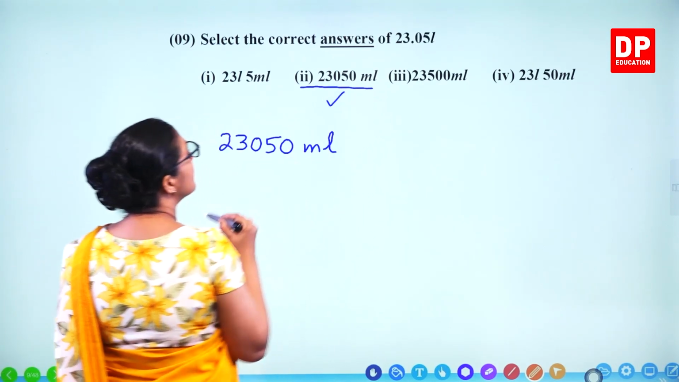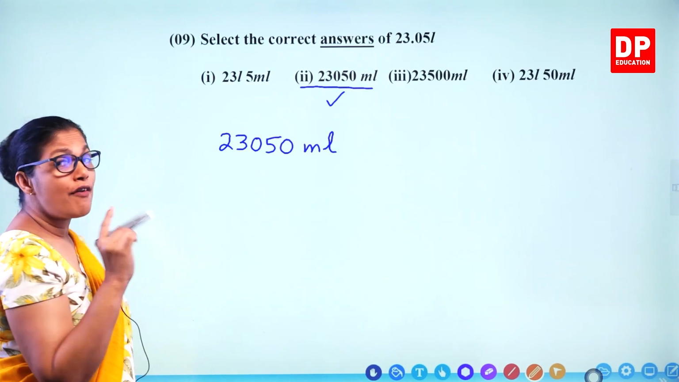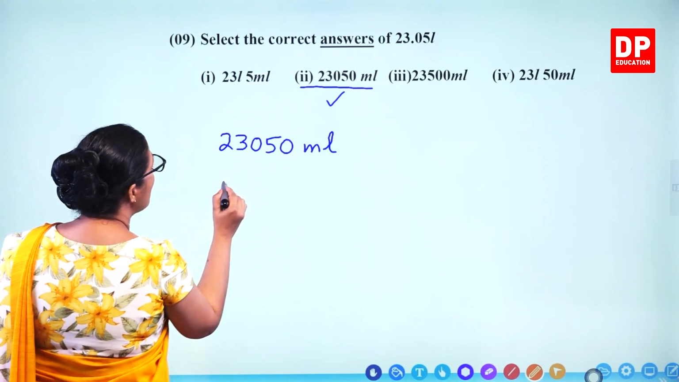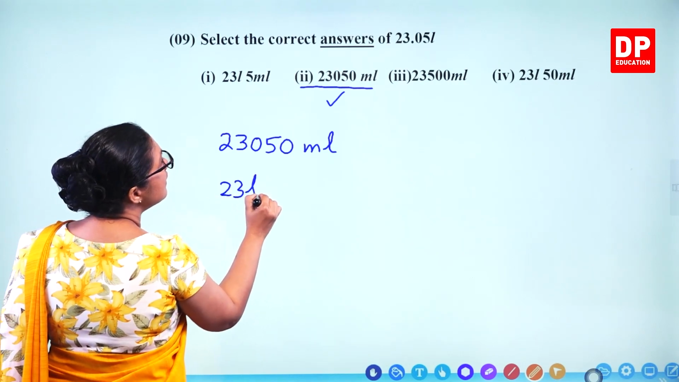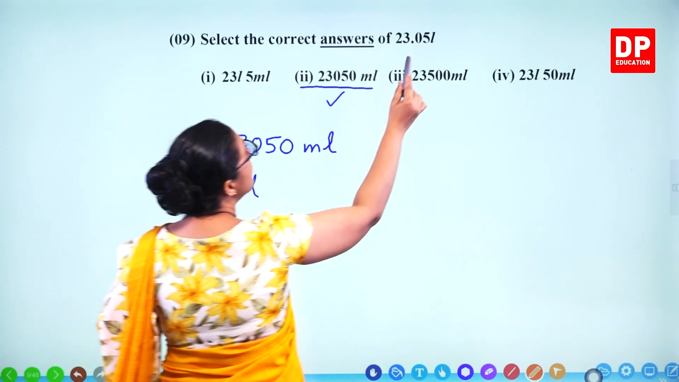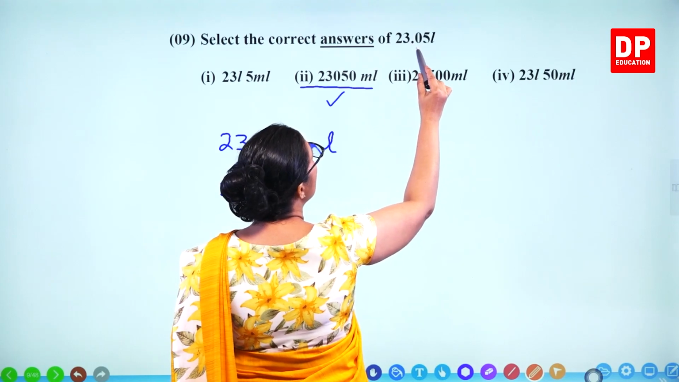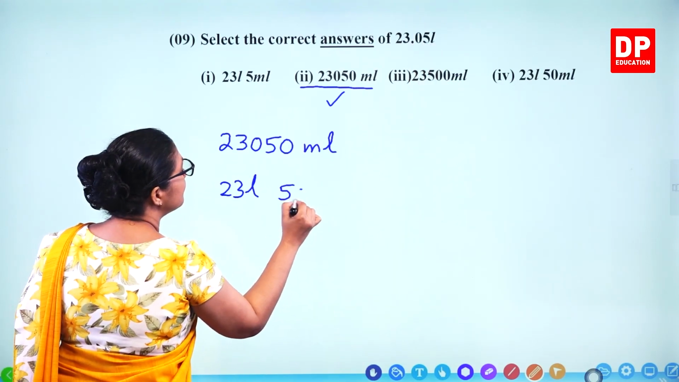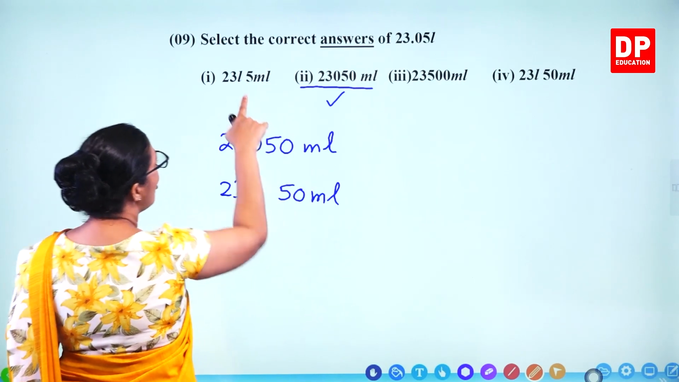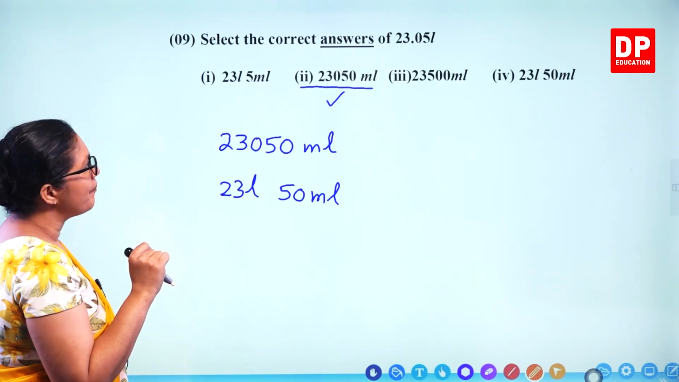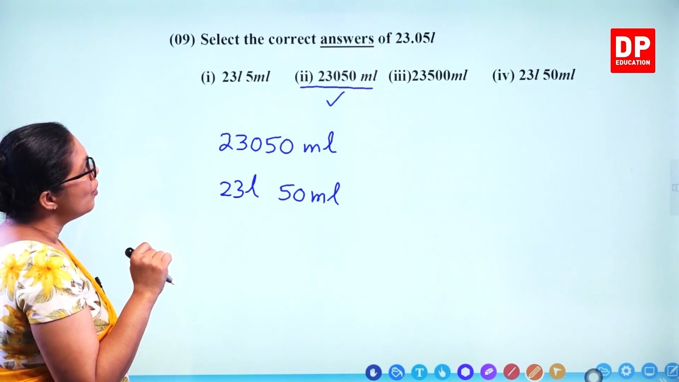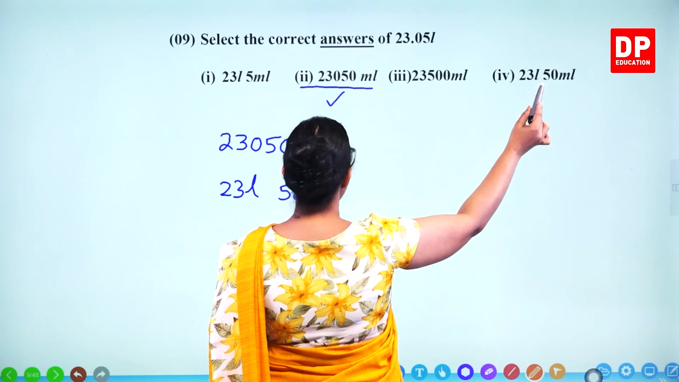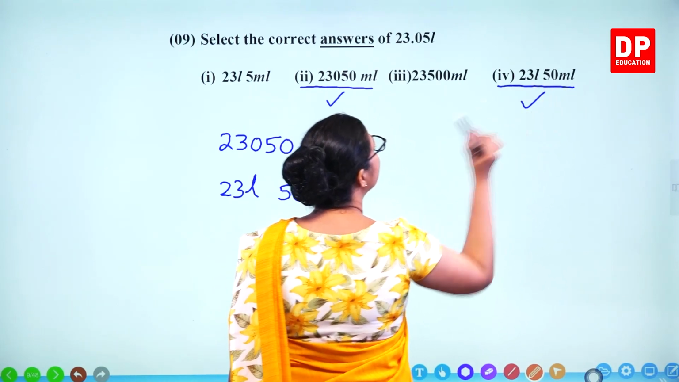This is correct. Then if you are writing liters and milliliters separately, you can write 23 liters and, for milliliters, you multiply by 1000. So 50 milliliters, not 5 milliliters. So this is wrong. 23 liters, this is correct.